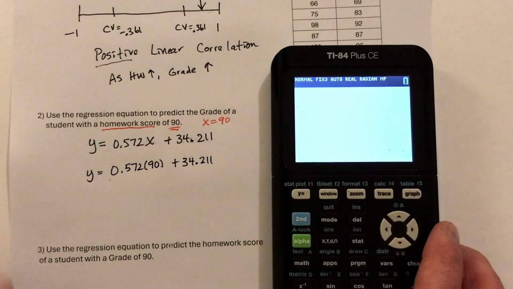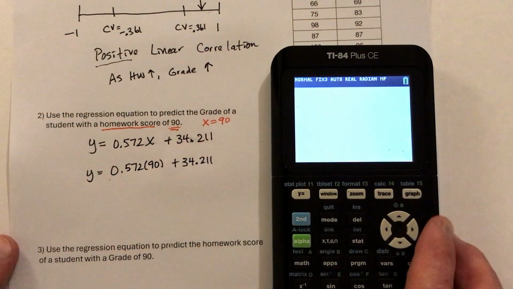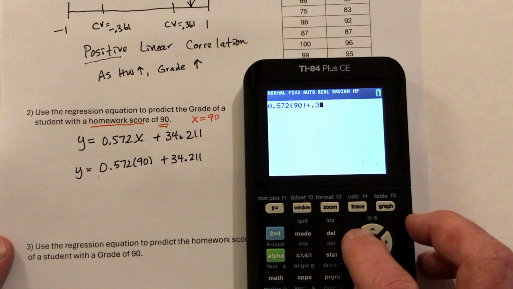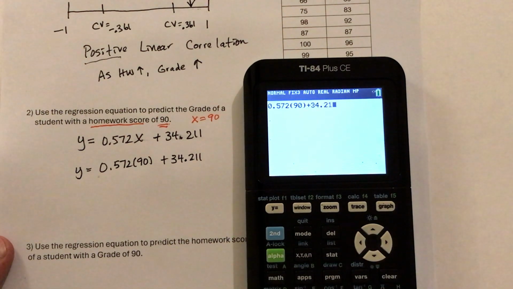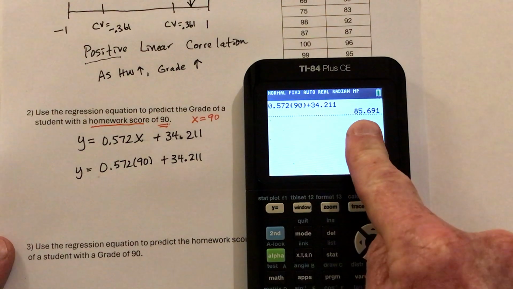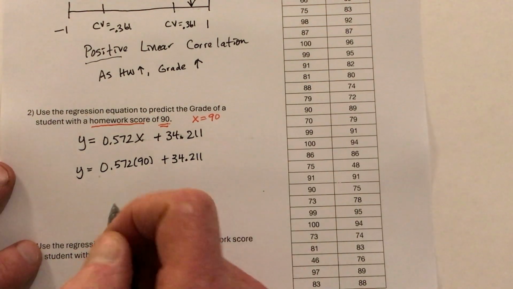So this is basically saying if somebody has an A on the homework, then what will their overall grade be? So just take the 0.572 times 90 and then plus 34.211. And then that's saying that if they have a 90 on their homework, then they should have somewhere around a middle B for their overall grade.